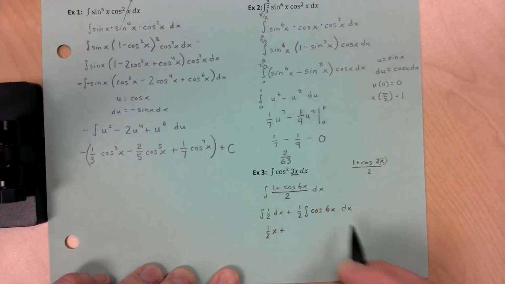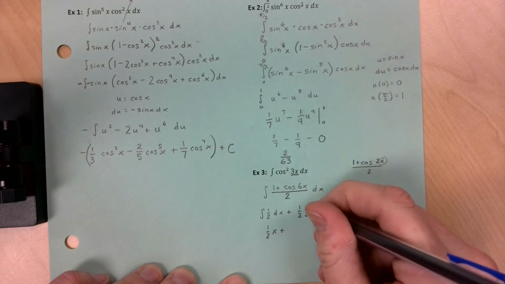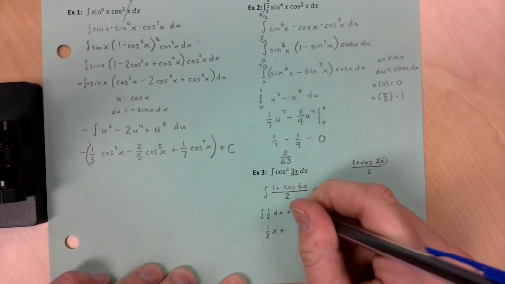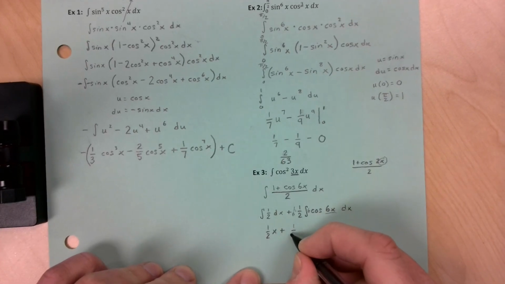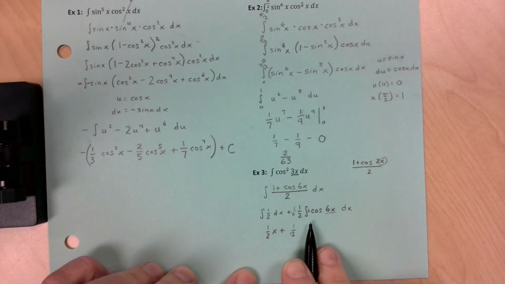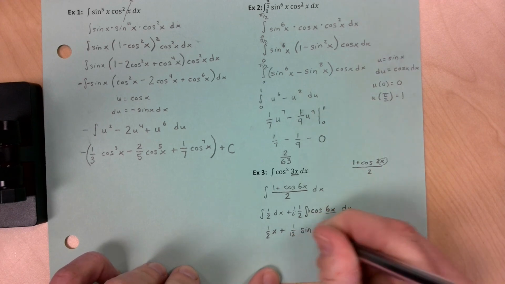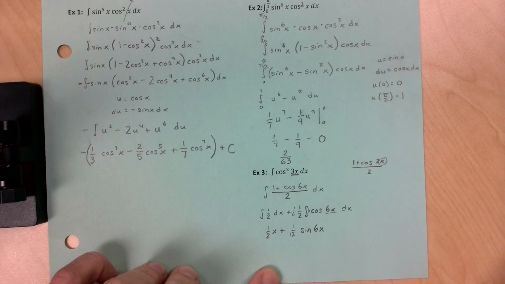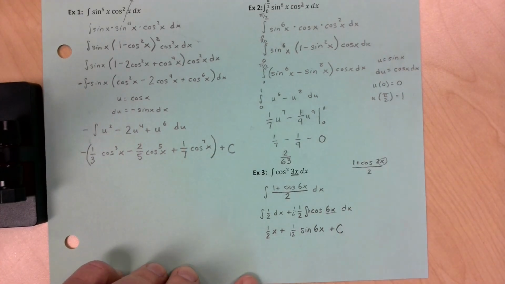Second one, we will have a little bit of u substitution with this. I'm not going to write it out. You can if you want to. Our u is 6x, which means our du is 6 dx. So we're missing a 6, which means we need a 1/6 out in front. So we're looking at 1/12. And the integral of cosine is sine. And then the 6x, which obviously stays. And no bounds, so we need our plus c.